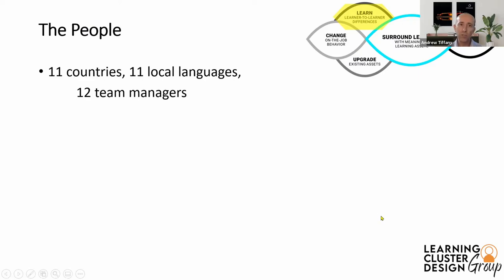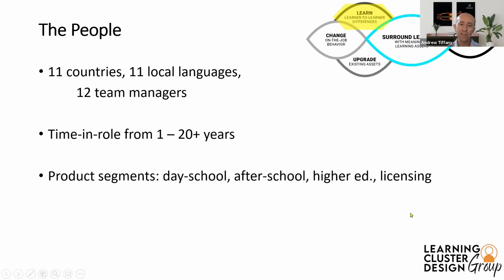So when we looked at the people as well, which kind of goes back to personas, like Crystal was mentioning before, we were training people in 11 countries with 12 different team managers, 11 different languages as well, although everybody uses English for their common business language. We've got everybody from relatively brand new right through to 20 plus years. And there's a lot of different segments of where people work. So again, no one here is really the same, right?